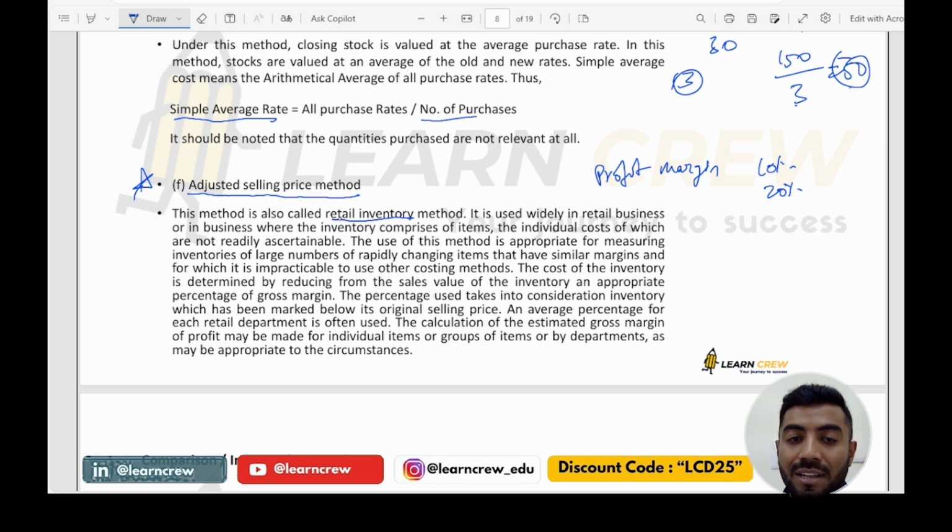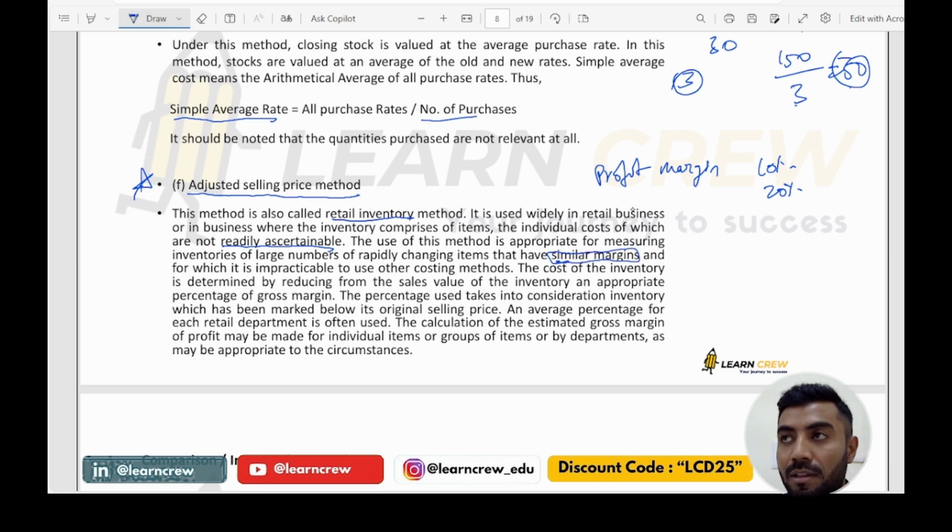It is widely used in retail business or in business where the inventory comprises items, the individual cost of which is not readily ascertainable, which means the individual item costs are not ascertainable. We are not able to find them individually. Specific identification is not possible, and FIFO and LIFO also are not possible. In that case, the use of this method is appropriate for measuring inventories of a large number of rapidly changing items that have similar margins. Similar margins is very important.